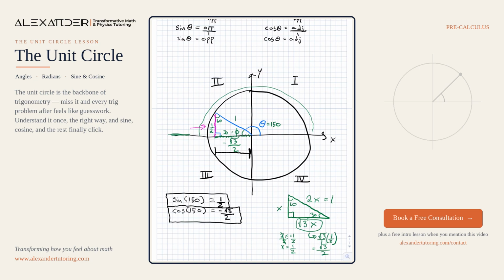So again, the main takeaway from this lesson is that when you draw your right triangle, your reference triangle, the opposite side of that triangle is always equivalent to the sine of theta, and the adjacent side is always equal to the cosine of theta.